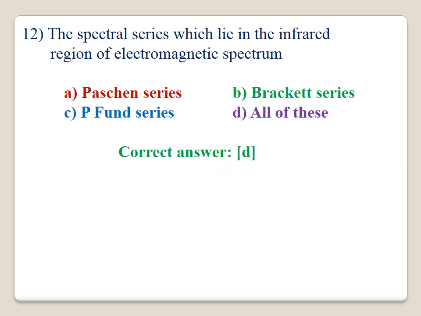12. The spectral series which lie in the infrared region of electromagnetic radiation: Paschen series, Brackett series and Pfund series. All these series appear in the infrared electromagnetic region. Therefore, answer D is correct.